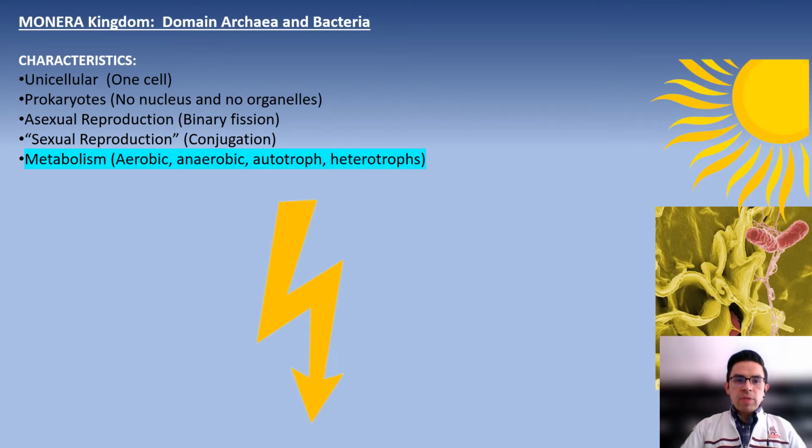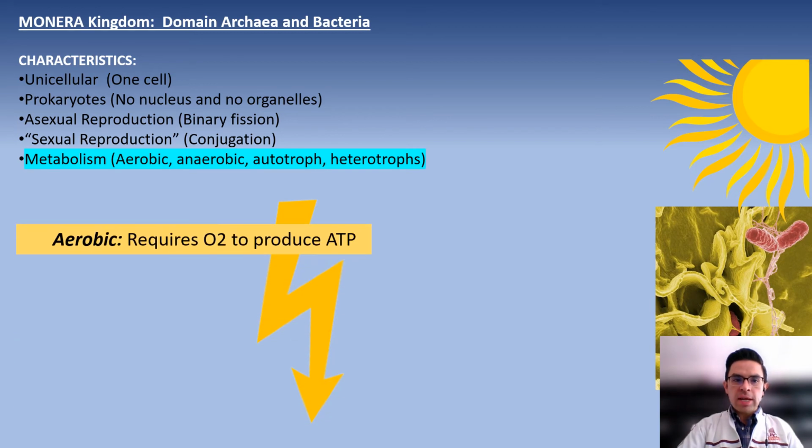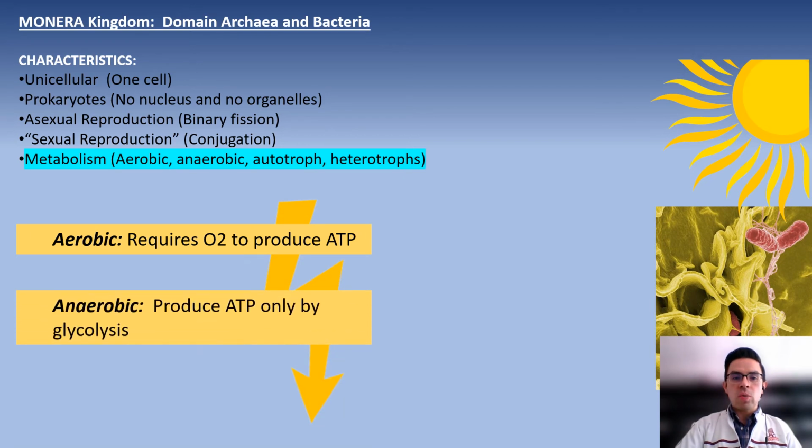Now, let's talk about the metabolism of these organisms. Remember that metabolism is all the chemical reactions that organisms do to produce and use energy. In this case, respiration and nutrition. Talking about respiration, the Monera Kingdom, Archaea and Eubacteria, could use oxygen. Therefore, they could be considered aerobic organisms. Remember that oxygen is needed to produce ATP. Or they could be organisms that don't require oxygen, also known as anaerobic organisms. The way in which these anaerobic organisms produce their ATP is by a process called glycolysis.